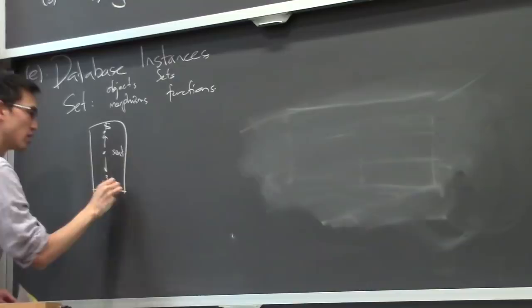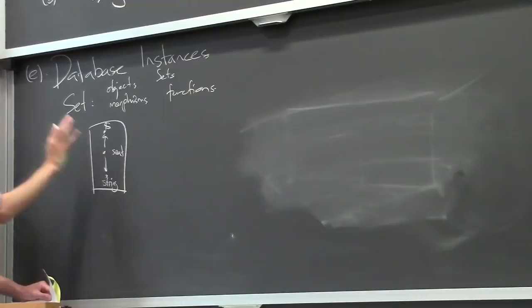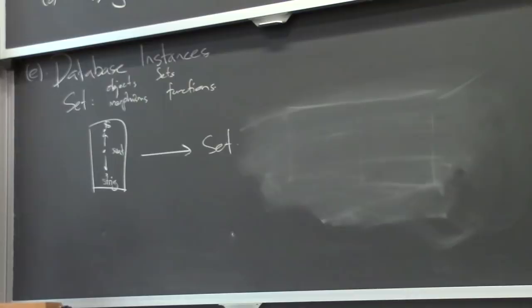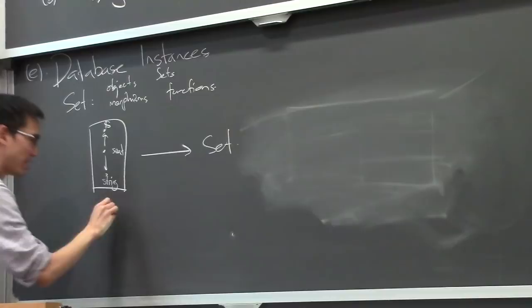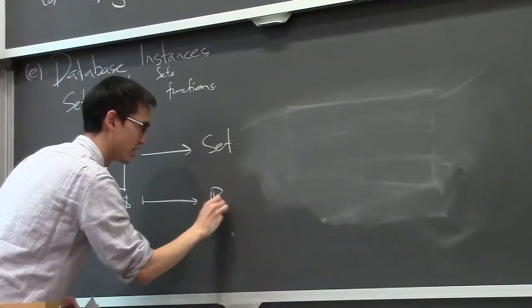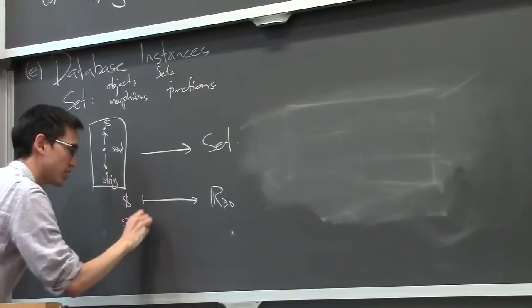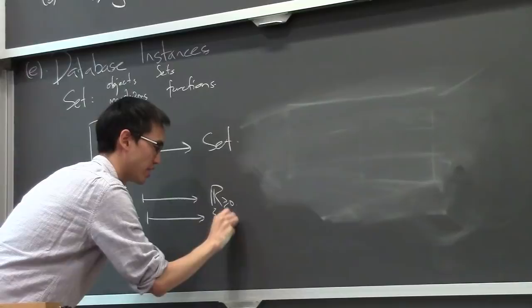An instance of this database, this database schema, is a functor from this category to Set. So what does this mean? To every object here, we associate a set. So to the object which I'll just call $, I'm going to associate the set of positive real numbers. And to the object called seat, I'm going to associate the set which has, say, all seats in the plane, 1A, 1B, all the way down to 32F, or something like that.